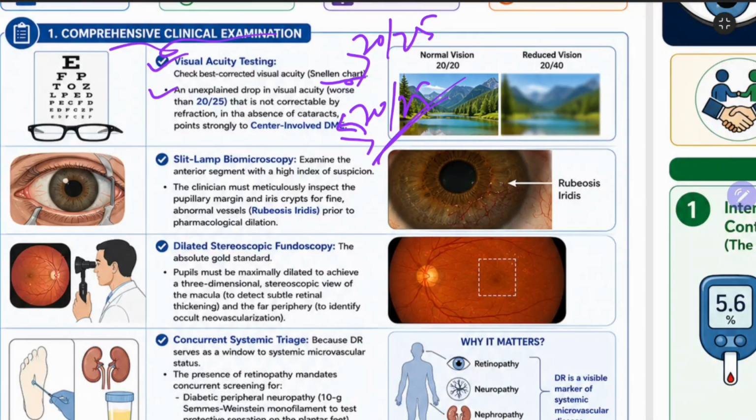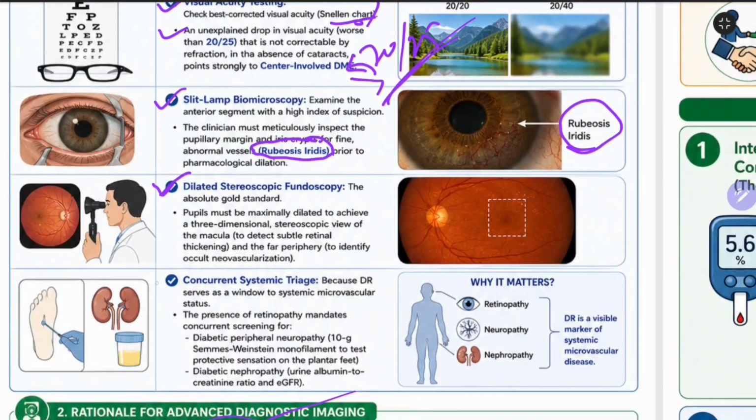After testing visual acuity with Snellen's chart, you go to slit lamp biomicroscopy. Why slit lamp? You should rule out rubeosis iridis before dilation, otherwise it will be masked. After dilation you will not see neovascularization, because it gets masked, and the patient will be more prone to glaucoma because of this rubeosis. So you need to do slit lamp biomicroscopy, then dilate the pupil and do fundoscopy.